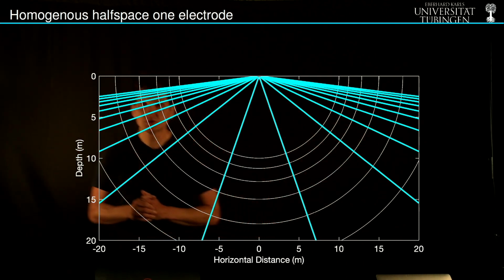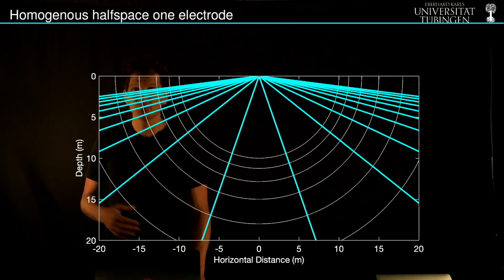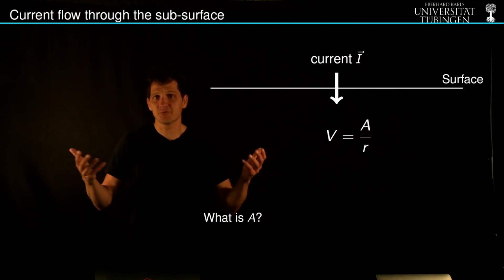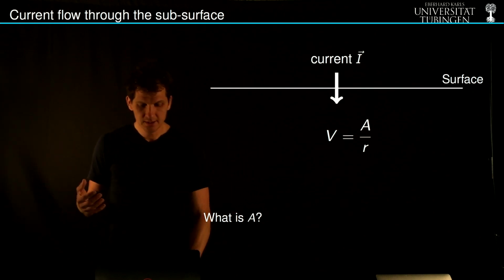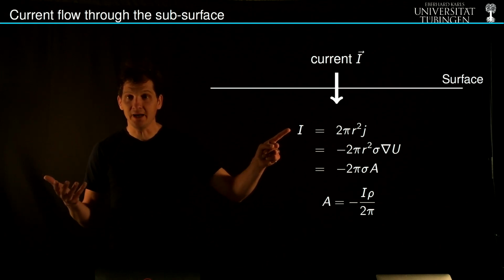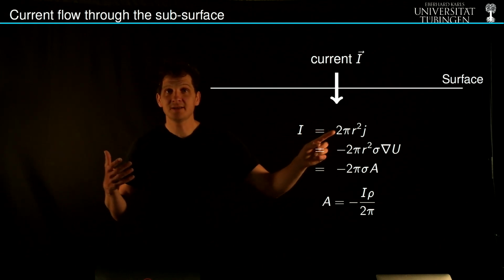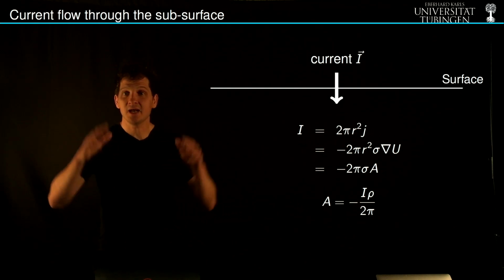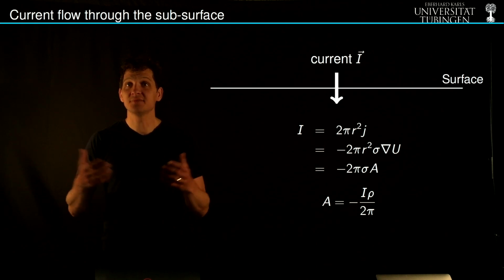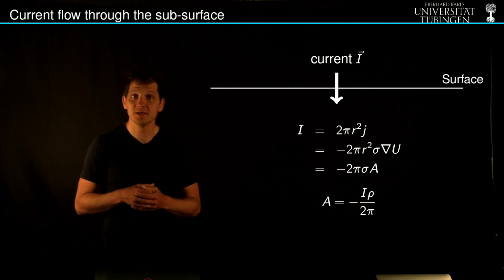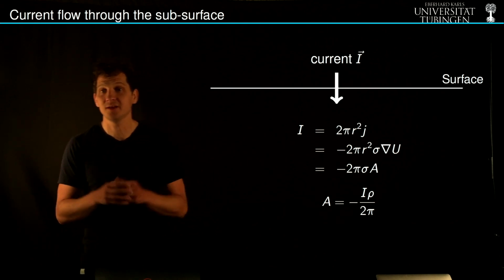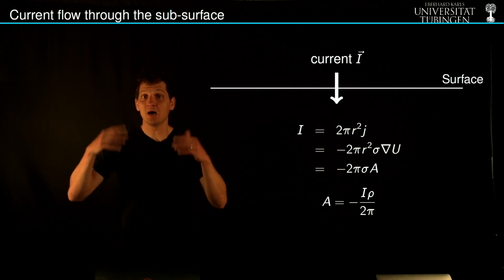So what remains to be done is to determine the yet unknown constant A, and here we do it using, again, sort of conservation principles, okay? So per definition, we know that the current I is the current density J times the area of the half sphere in the subsurface, which is given by 2πr squared. So we can replace the current density as done before with the gradient of the electrical potential U, which we now know.